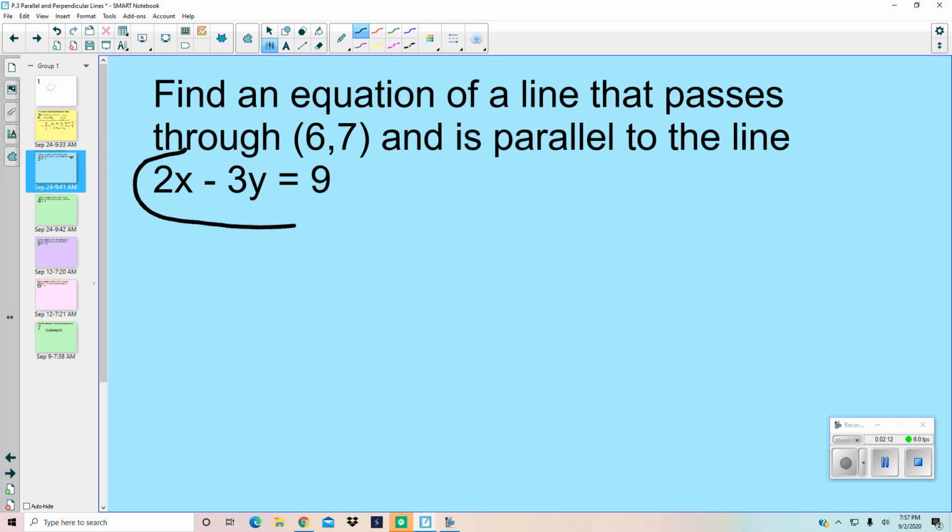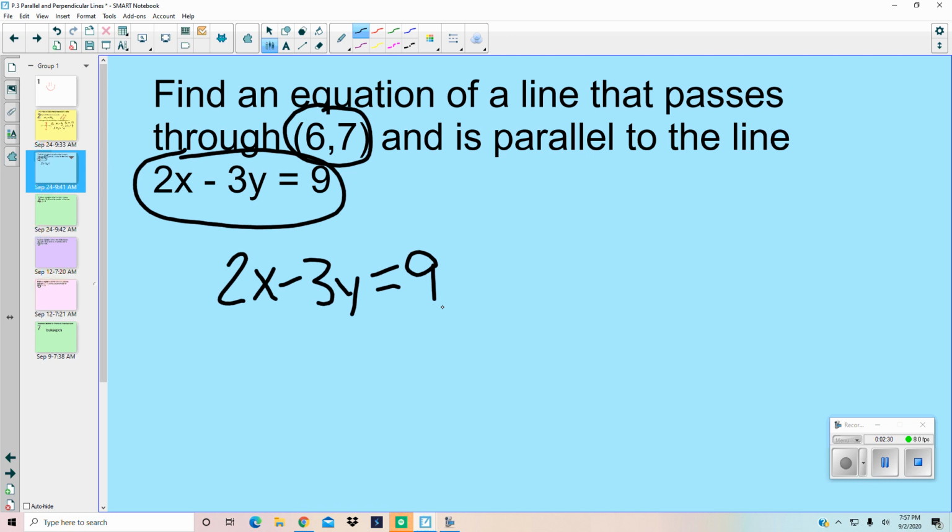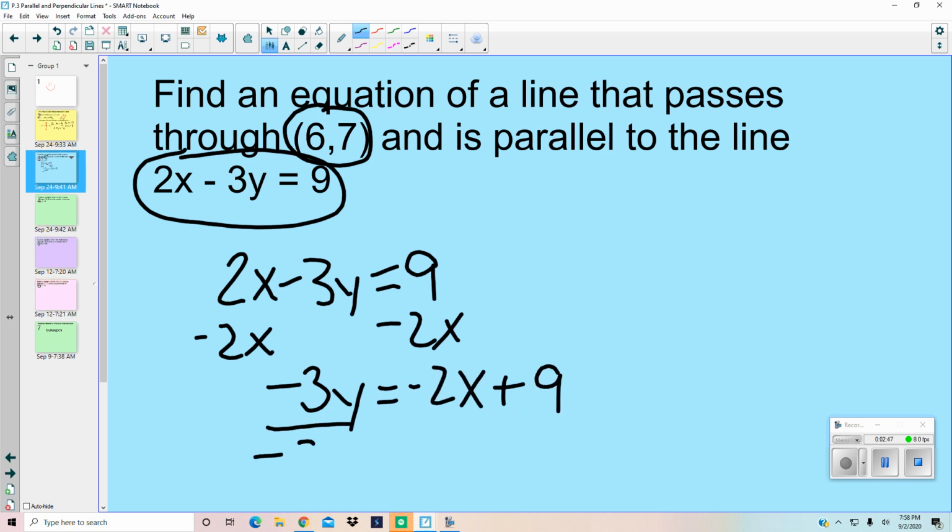So I have this equation right here, 2x minus 3y equals 9. And I'm asked to find an equation of a line that passes through the point (6, 7) and is parallel to that line. Well, 2x minus 3y equals 9 is not in slope-intercept form. So in order to see the slope, I need to solve for y. The first thing I'm going to do is solve for y by subtracting 2x and dividing by -3. So you can see then that my slope is 2/3.